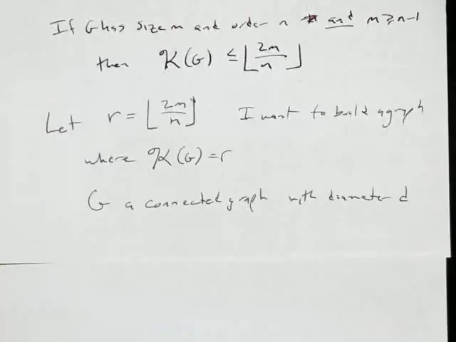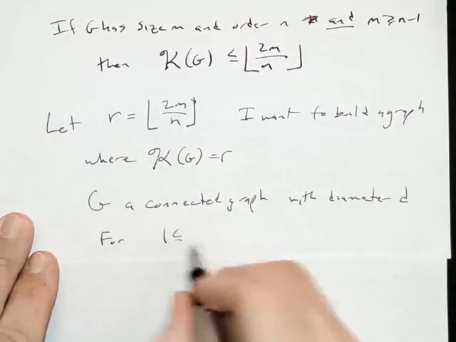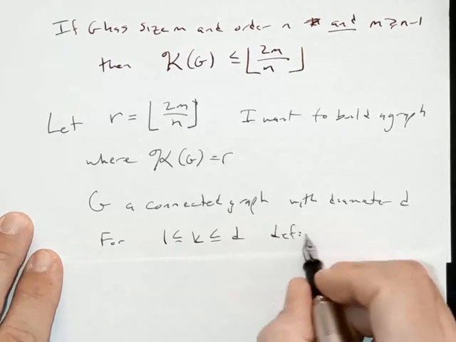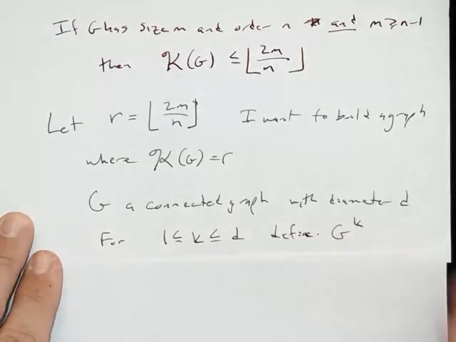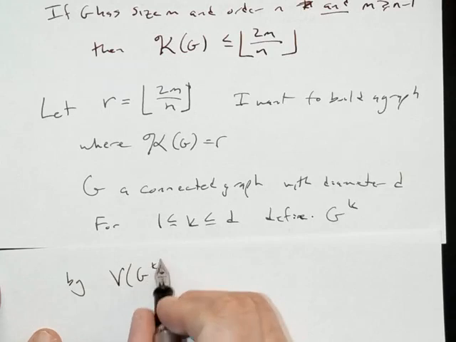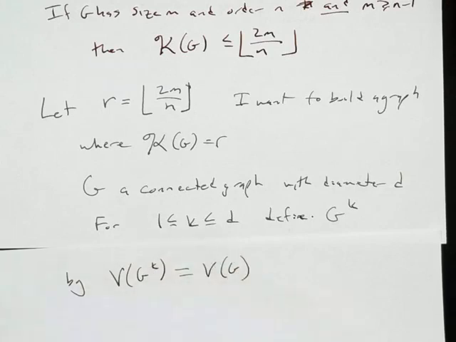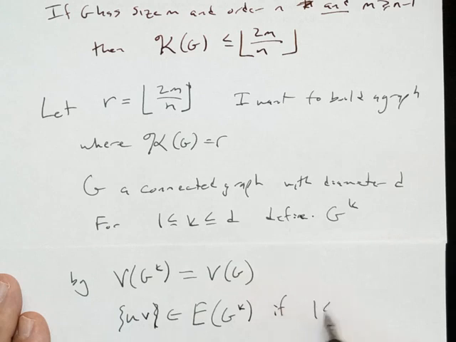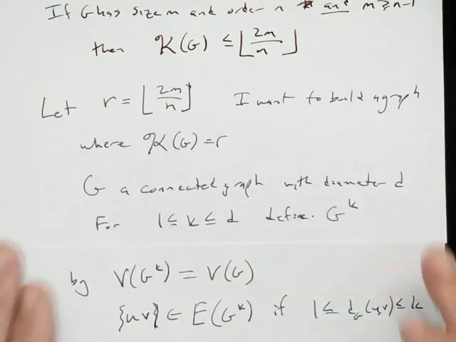Here's a 4. 1 less than or equal to A less than or equal to D. G to the K. G to the K is the vertex set of G. And UV is in G to the K if the distance in G between U and V is less than or equal to K.